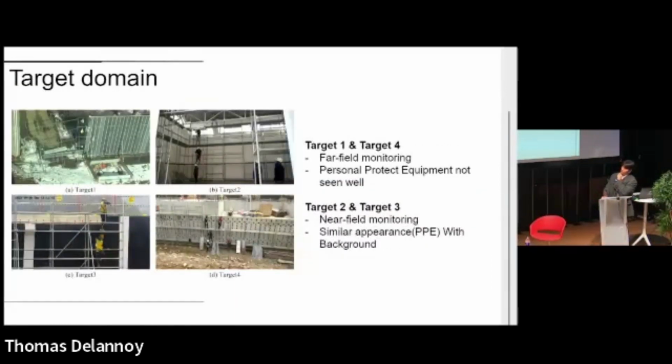This is the target domain. The target domains include far field monitoring, targets 1 and 4, and near field monitoring, targets 2 and 3. In all target domains, the performance on personal protective equipment is degraded because it is not clearly visible.